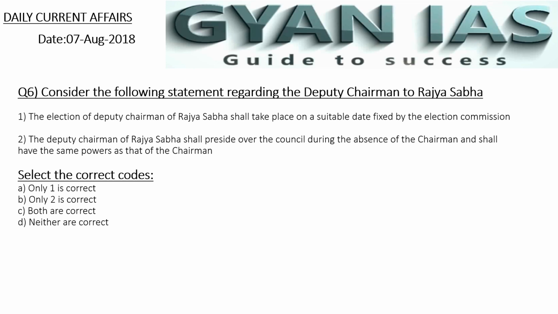Statement 2: the Deputy Chairman of Rajya Sabha shall preside over the Council during the absence of the Chairman and shall have the same powers as that of the Chairman. This is definitely a correct statement. So for this question, only statement 2 is correct. So option B is the correct answer. For this election, the NDA government has nominated Hari Vansh, the JDU candidate, as their candidate for the election of the Deputy Chairperson of Rajya Sabha.